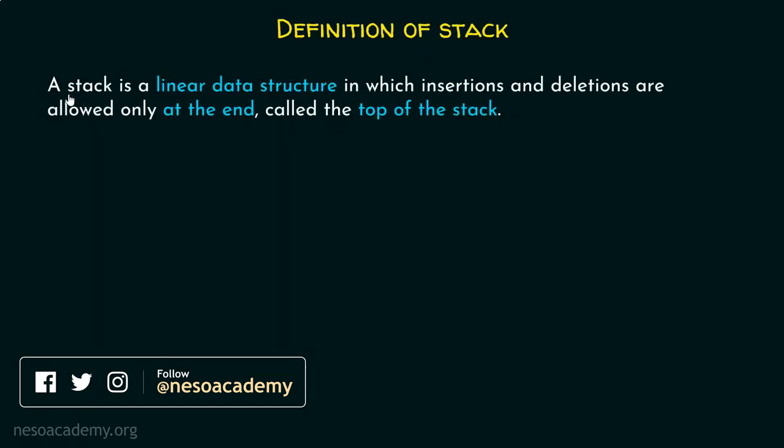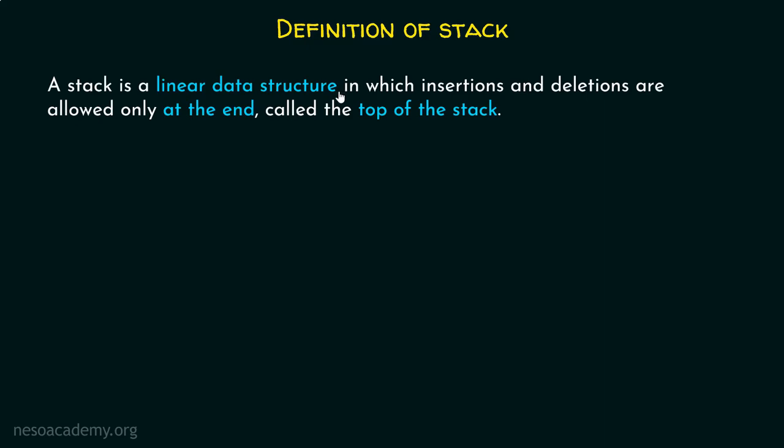Here is the definition of stack. A stack is a linear data structure in which insertions and deletions are allowed only at the end, called the top of the stack. Okay. First of all, I want you to note this, that stack is a linear data structure, just like array or linked list. Okay. So stack is no different.